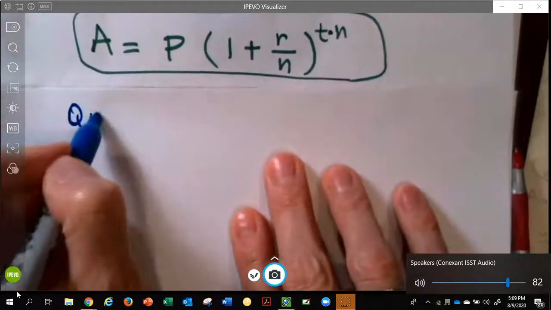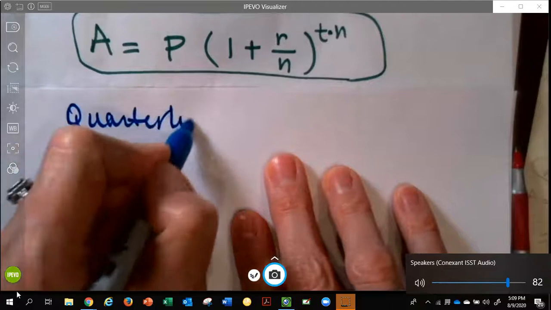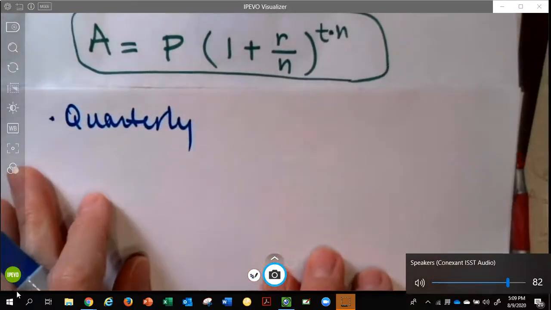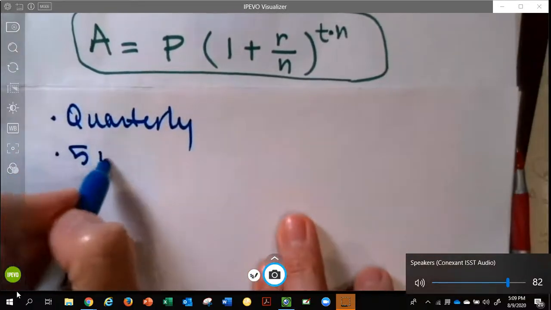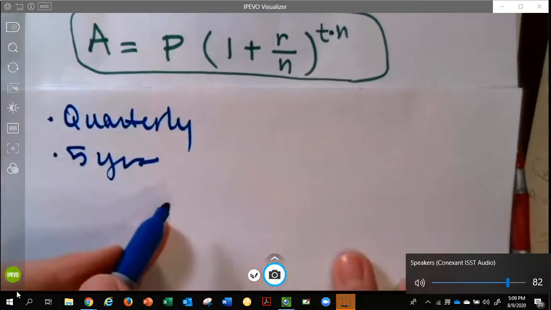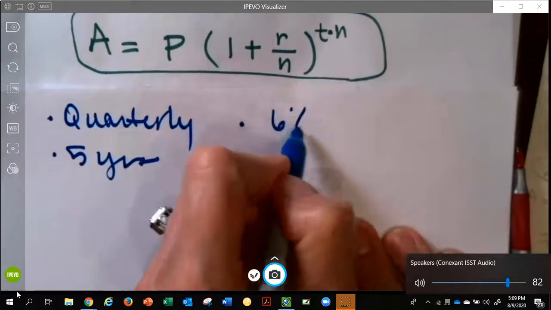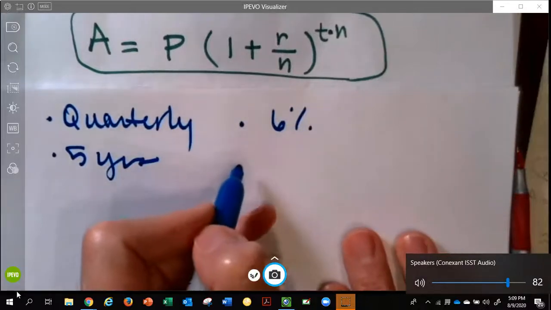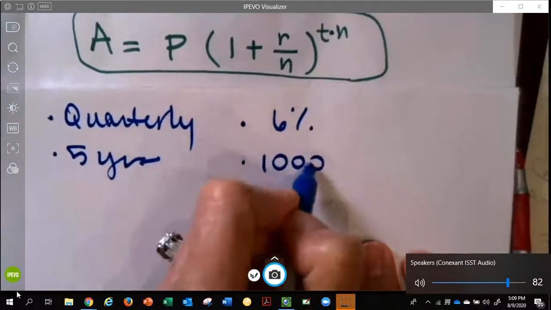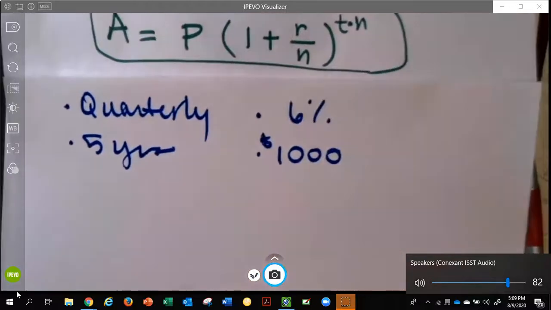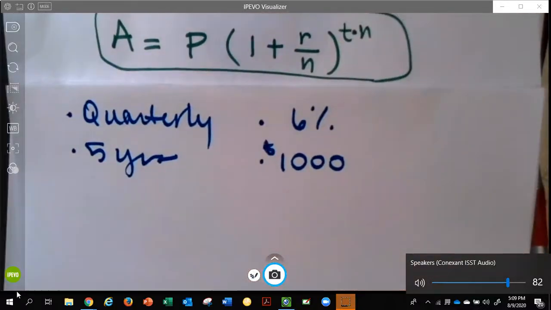So let's go to the bank, and this time our CD is going to be quarterly. We'd like to leave it in there for 5 years, and let's go ahead and keep that 6% interest rate. It's what they offered us, and let's still just play with it for $1,000. So it's your time to cut off the video and calculate something and then come back on the video and see if we match.